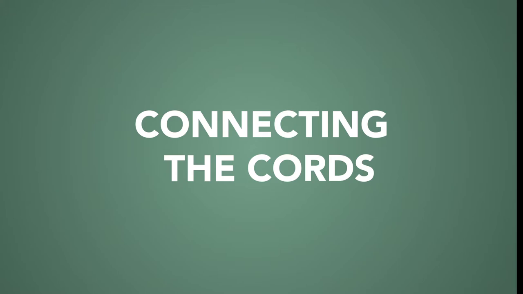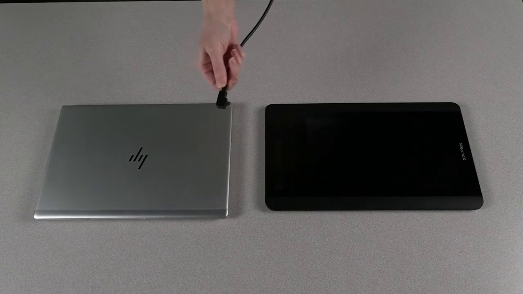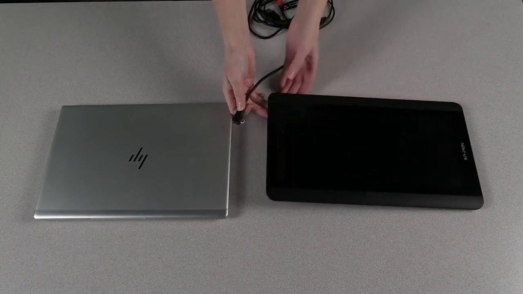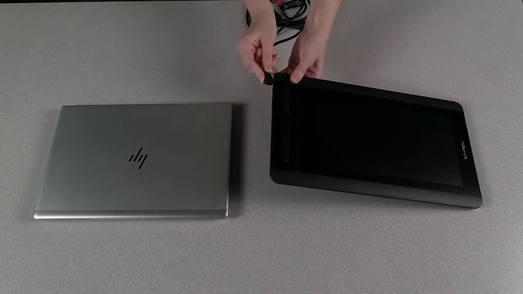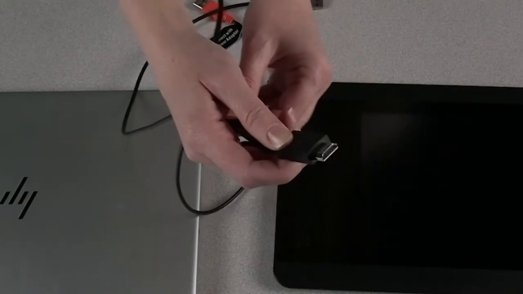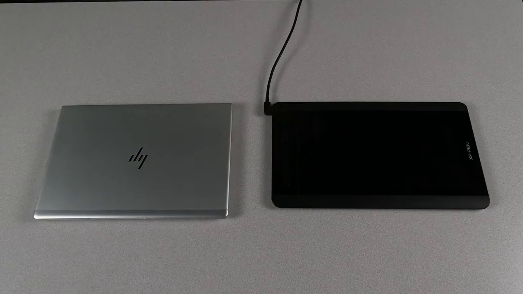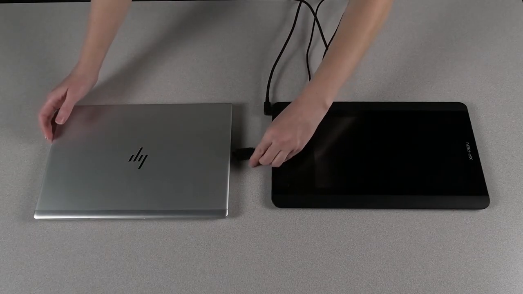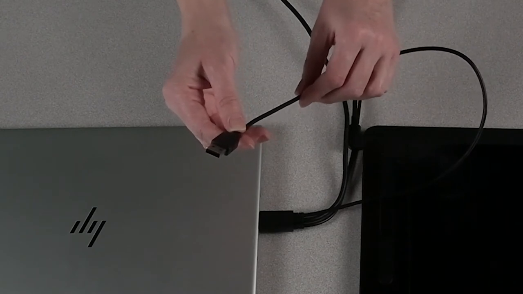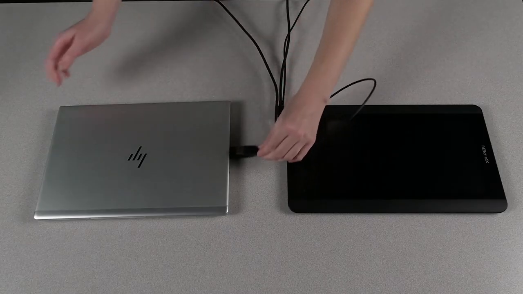Let's get the Artist 12 plugged in and connected. Start by plugging the L-shaped end into the tablet. We'll look at how to connect to a docking station in a moment, but first we'll connect directly to our laptop. Plug the HDMI end into your computer. We have 2 HDMI ends left, so plug the black end into your computer.